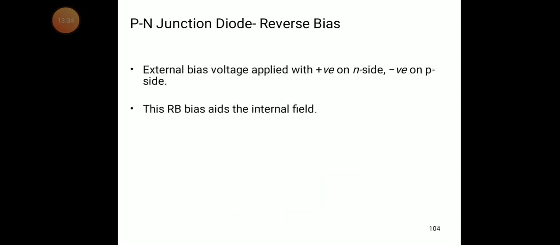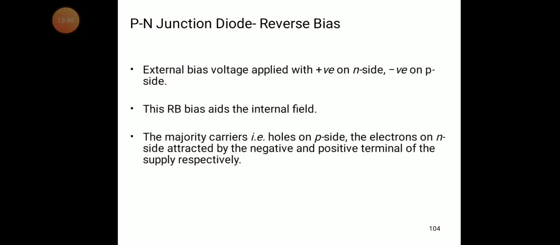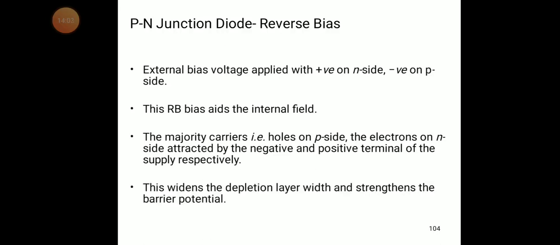So external bias voltage, in detail, we try to discuss. External bias voltage applied with positive on N side, negative on P side. The reverse bias aids the internal field. The majority carriers, that is holes on P side and electrons on N side, are attracted by the negative and positive terminal of the supply respectively. So this widens the depletion layer width and strengthens the barrier potential.